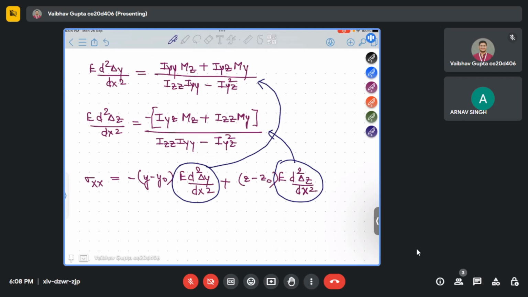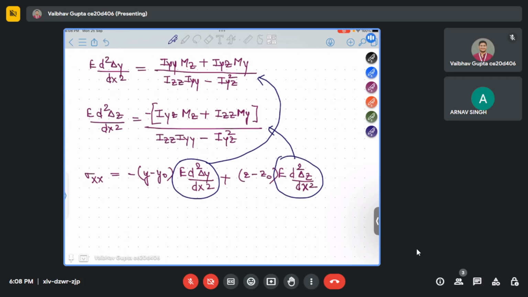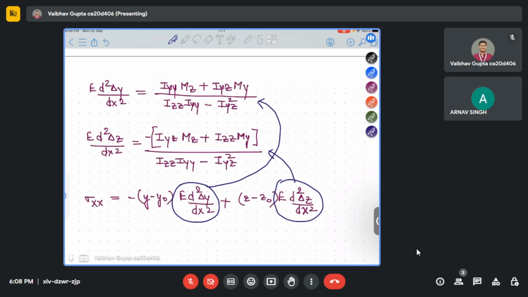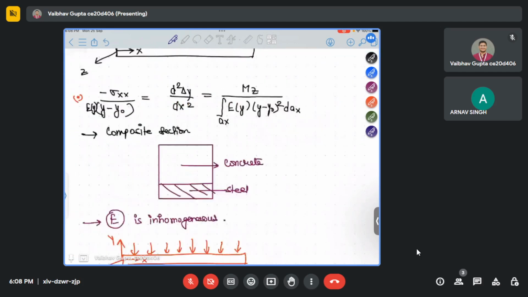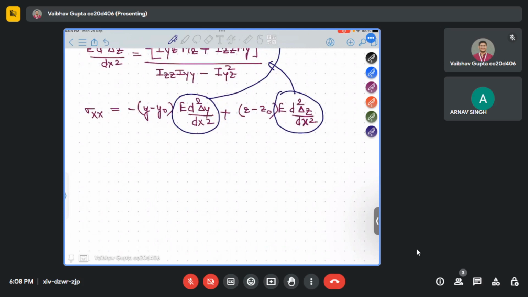Now I told you in the last problem solving session also, what is Iyz. Here Iyz is coming because the sections are not symmetrical. When the sections are symmetrical and the loading is about the principal axis, this Iyz term is 0. So if you put Iyz as 0, you will get the answer as in the above cases. Since the section is not symmetrical and the loading is not about the principal axis, you are getting an Iyz term also.